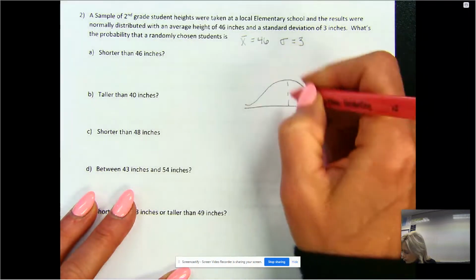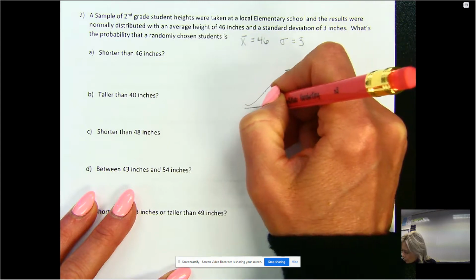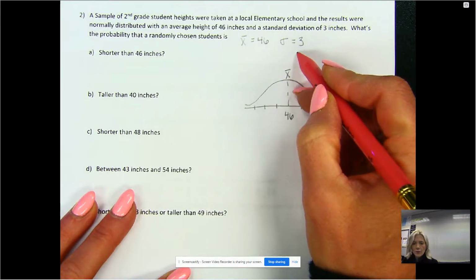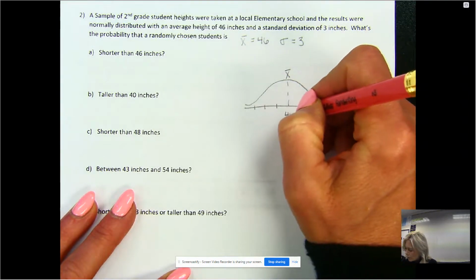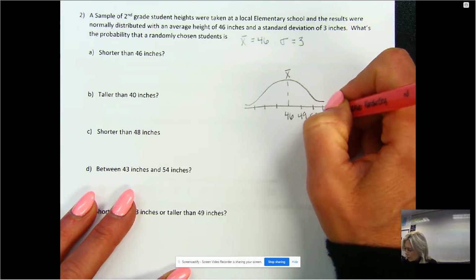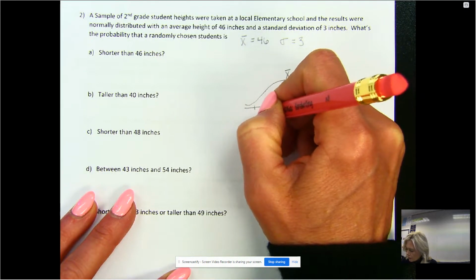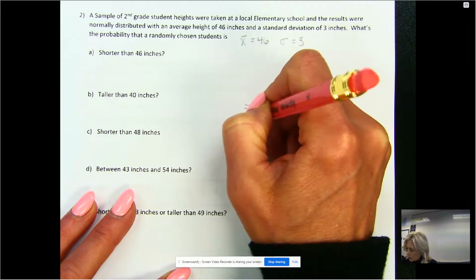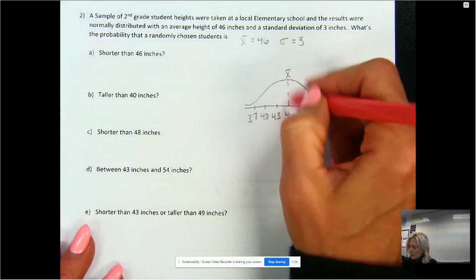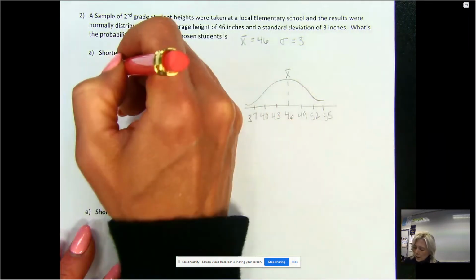So here's our mean, it's 46. And then if we go 3 standard deviations in each direction, we can use the standard deviation of 3 to label those. So 46 plus 3, 49, plus 3, 52, and plus 3, 55. 46 minus 3, 43, minus 3 is 40, minus 3 is 37. Okay, so shorter than 46 inches. Well, the mean is 46 inches, and so half the data would be on each side of it, so that's 50%.